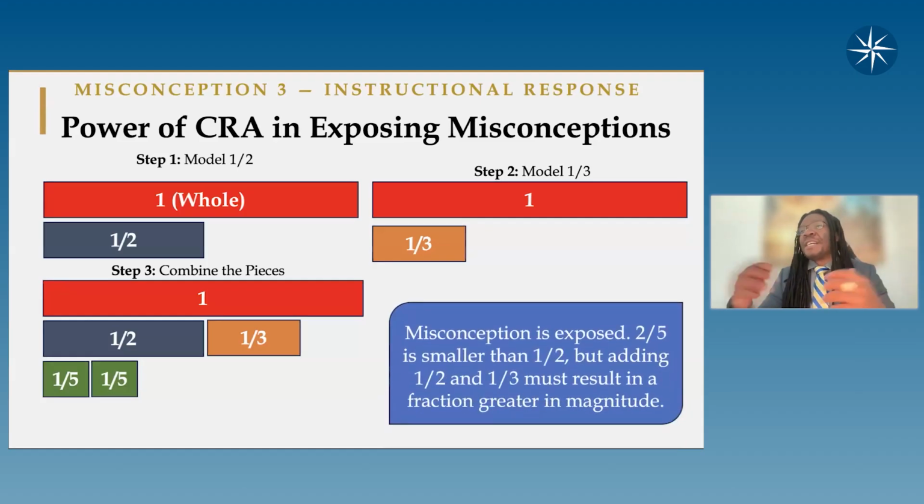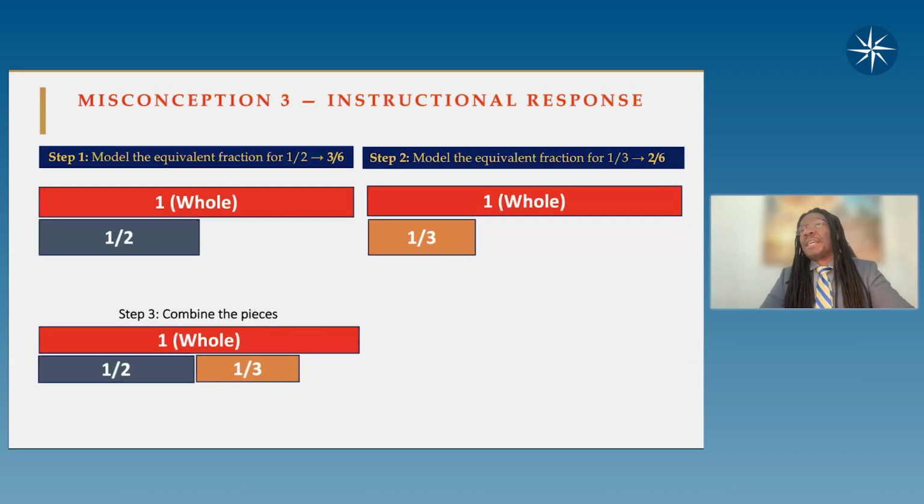So the misconception is exposed. What is the conclusion we expect them to come to? We simply cannot put 1/2 and 1/3 together. We have to make sure that they are the same unit before we do that. And then we could take them to this one.